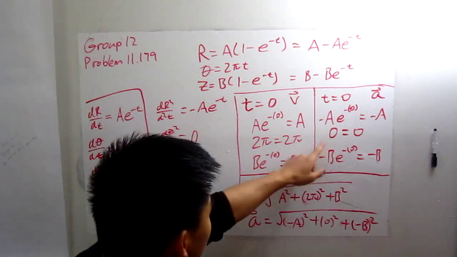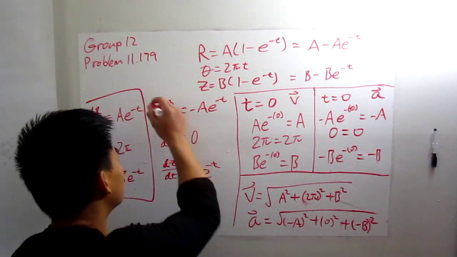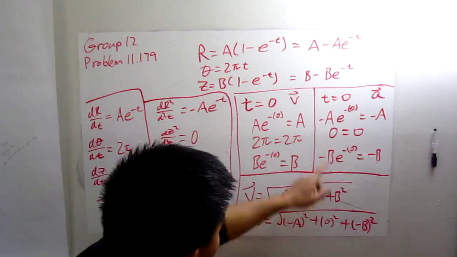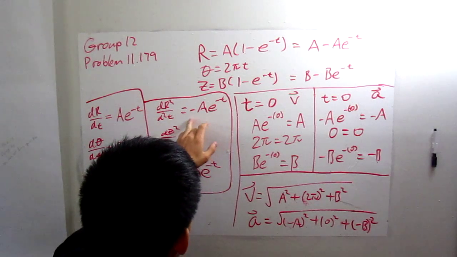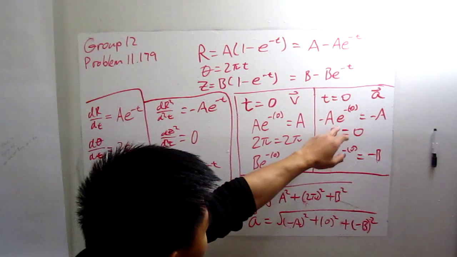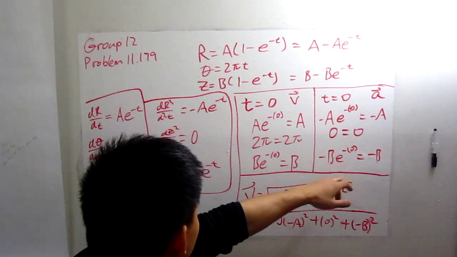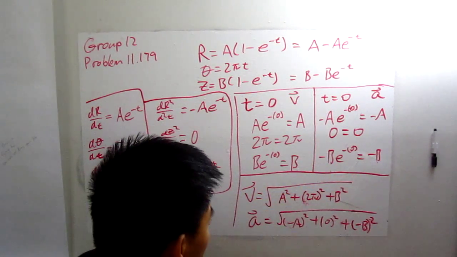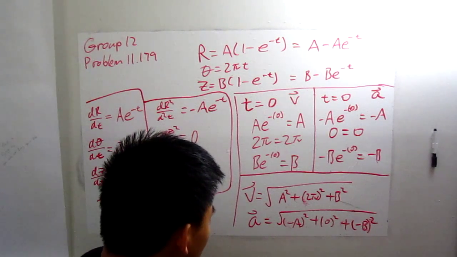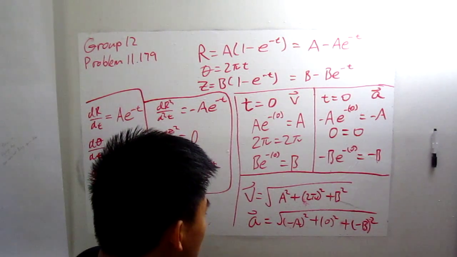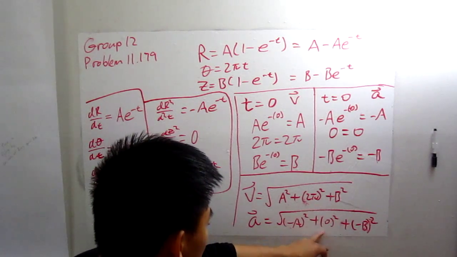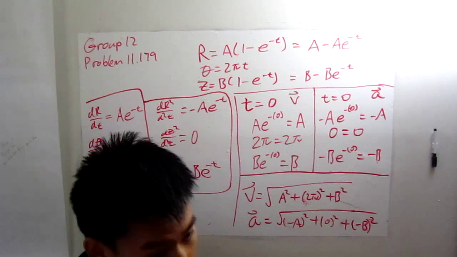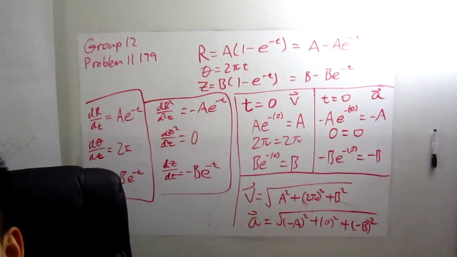And for the acceleration, we plug in the second derivative. That would be these numbers, and we get negative a. That's the second derivative, and negative a e to the negative 0 gives us negative a. 0 equals 0. Negative b e to the negative 0 equals negative b. We do the same thing for acceleration: we find the square root of the sum of squares, so that's negative a squared plus 0 squared plus negative b squared. And that's for part A.